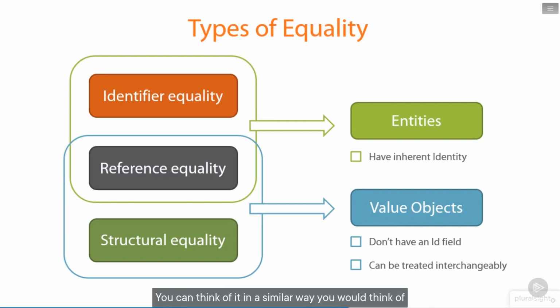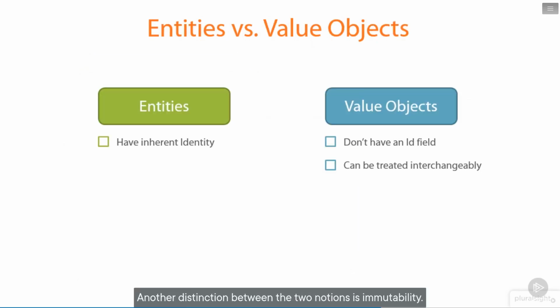You can think of it in a similar way you would think of two people bearing the same name. We don't treat them as the same person because of that. They have their own inherent identity. Another distinction between the two notions is immutability.